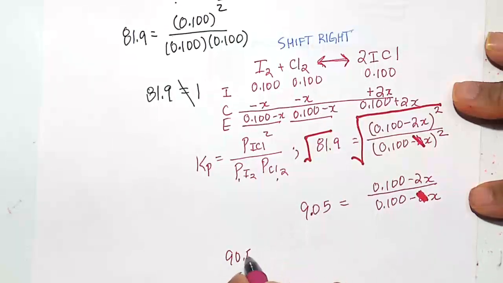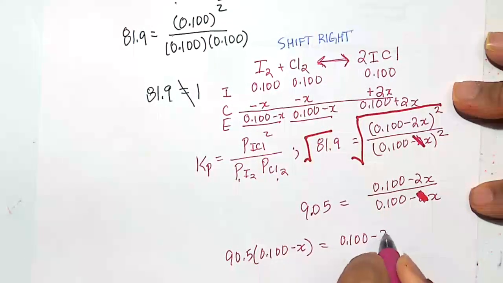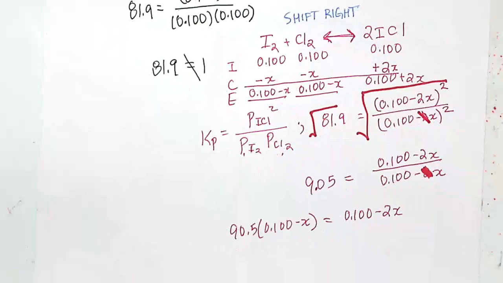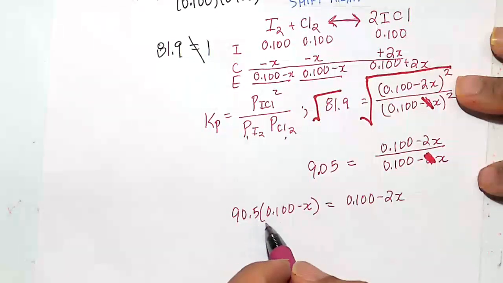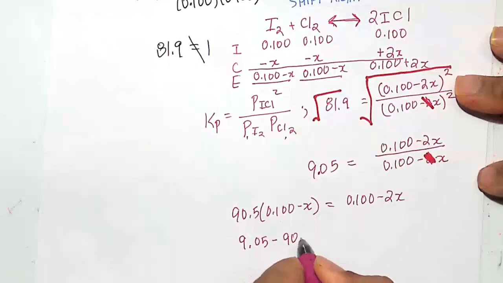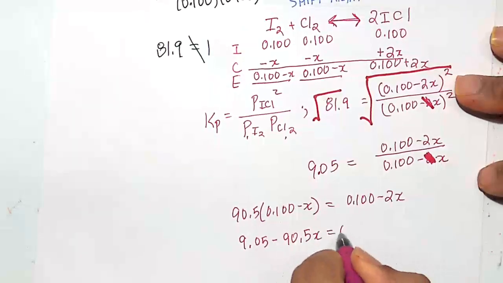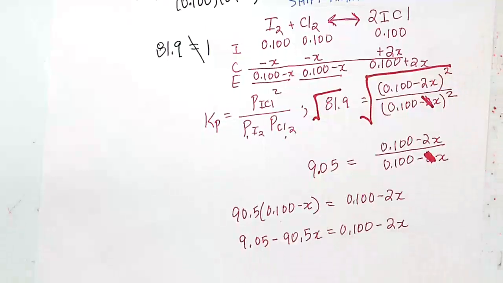All right, so now we'll solve for x here. 90.5 times 0.100 minus x equals 0.100 minus 2x. Okay, this is algebra now. Let's carry this through. 90.5 times 0.1 is 9.05 minus 90.5x equals 0.10 minus 2x.